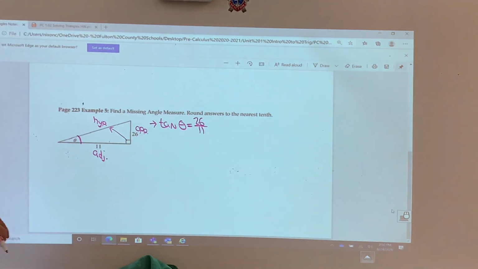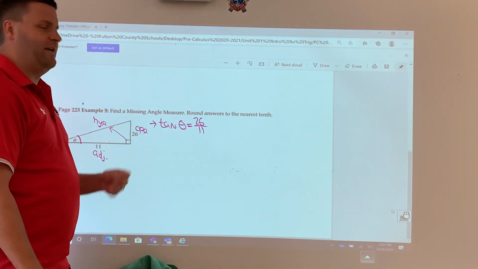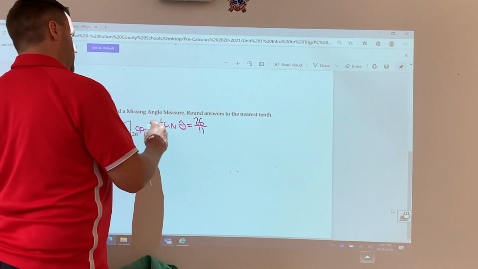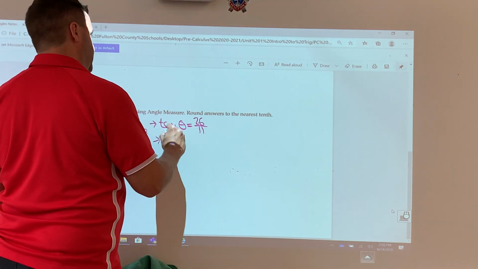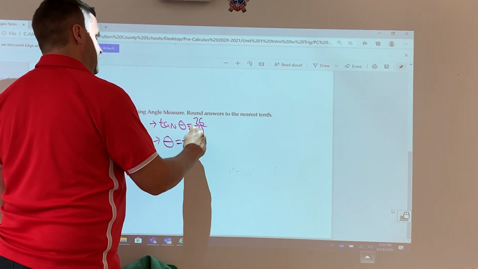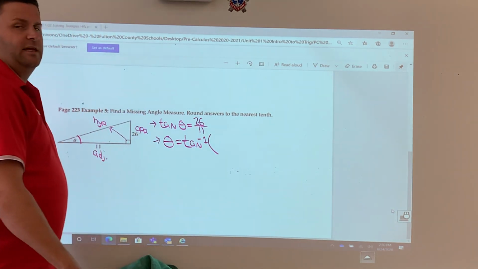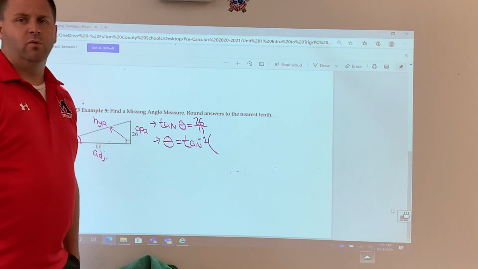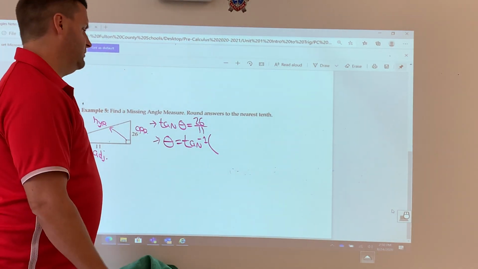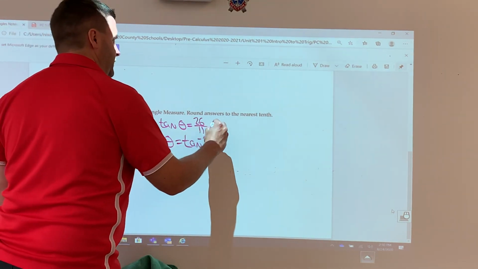Okay. But now here's the problem. How do I get rid of this theta? I can't just divide by tangent. So what I'm going to do is this. In your calculator, and I'll show you guys how to do this tomorrow, you're just going to hit the tangent button twice. And when you do, it's going to give you this. That means inverse. What's the inverse of multiplication? Division. What's the inverse of division? Multiplication, right?